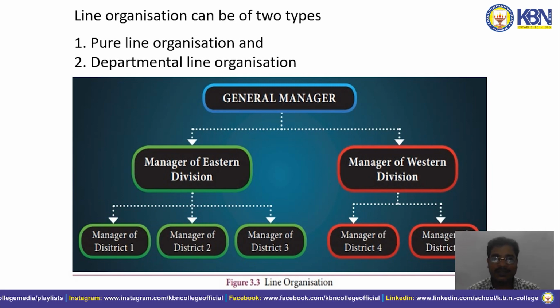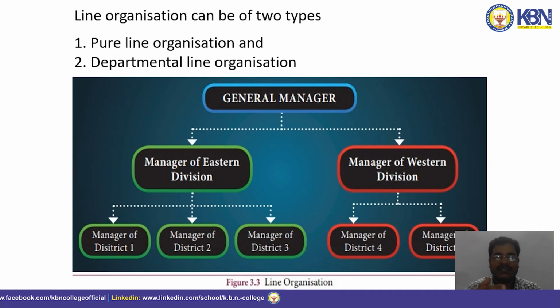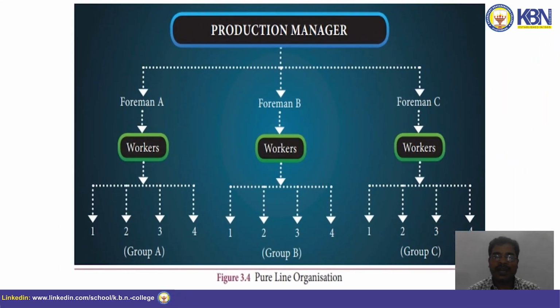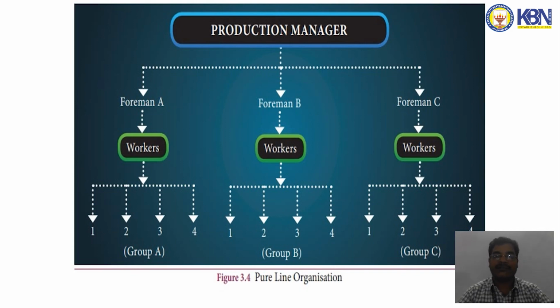Actually, this is the picture you are viewing on my screen. This is a structure which gives us clarity about line organization. When it comes to pure line organization, only one manager will be there. Under the manager we will have three different foremen. Under the foremen workers will be there, and everything will be designed properly.